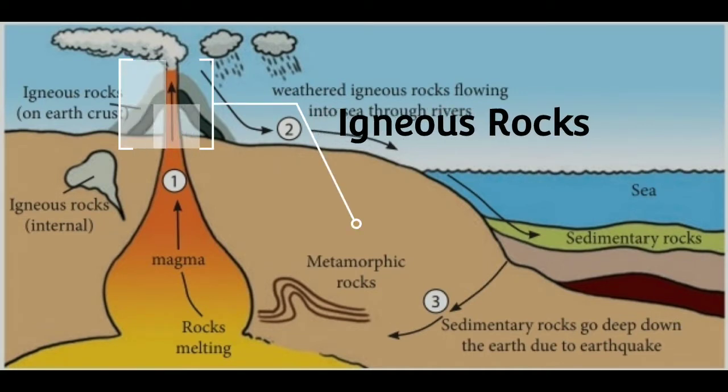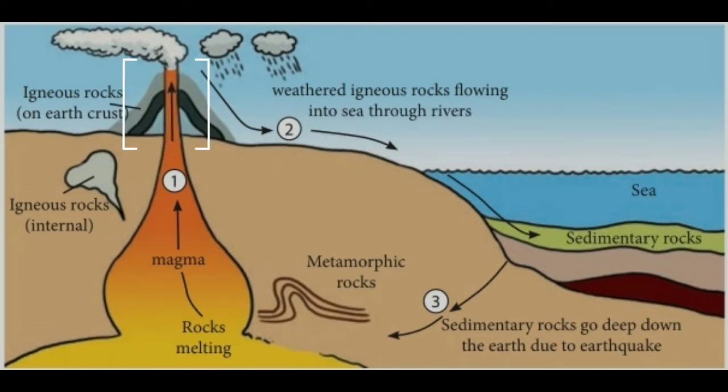You can see here these igneous rocks become sedimentary rocks. The igneous rocks are subjected to weather. You know what weathering is? Subjected to weather, they form sedimentary rocks. These sedimentary rocks form as layers. Here in this picture, the weathered igneous rocks are flowing into the sea through the rivers. Deep down in the sea there are sedimentary rocks as layers.